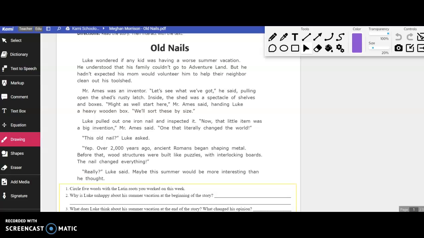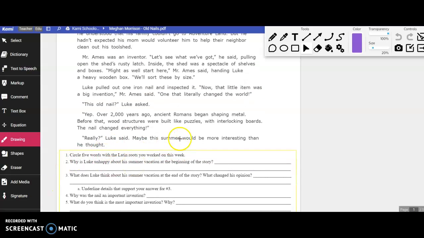All right, this story is called Old Nails. It is a fictional story, but it does have some things you can learn, and there's some true facts in this story. So, first you're going to circle 5 words with the Latin roots you worked on.